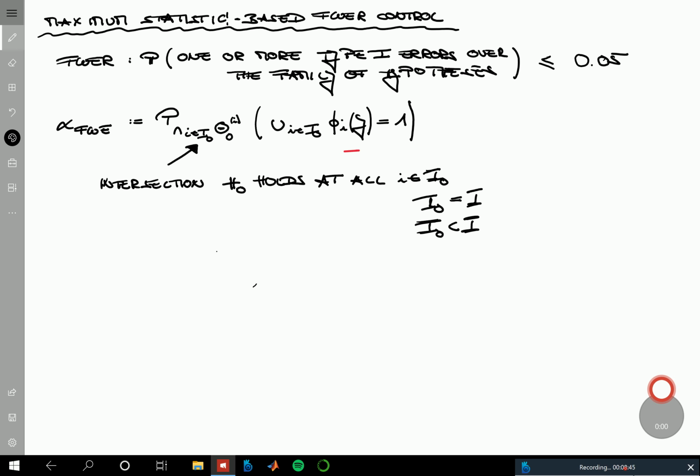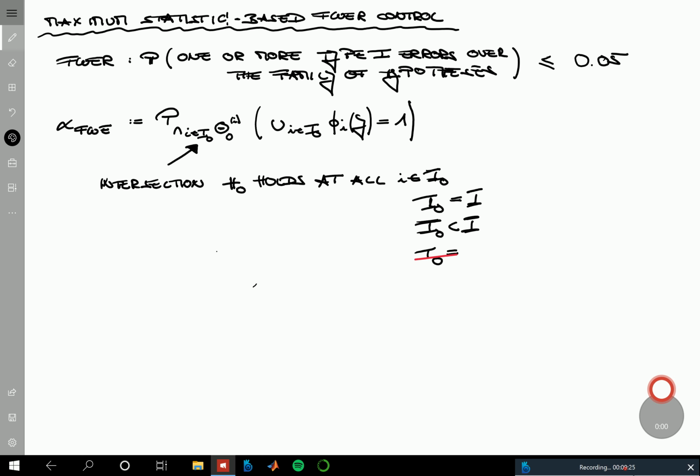So in comparison to the single test scenario, of course in the single test scenario, this is just the assumption that the null hypothesis holds. Here it's the assumption that the null hypothesis holds for all hypotheses which are in this index set I0, which can either be all hypotheses or a subset. Of course, if I0 is empty, so if the alternative hypothesis holds everywhere, then of course there is no family-wise error rate, because it's never an error if you reject the null hypothesis, because the alternative hypothesis is always true.